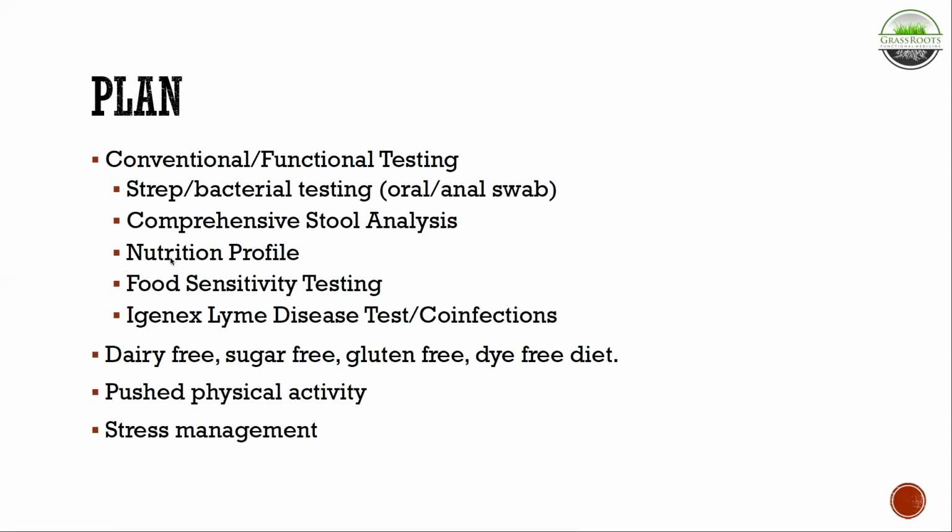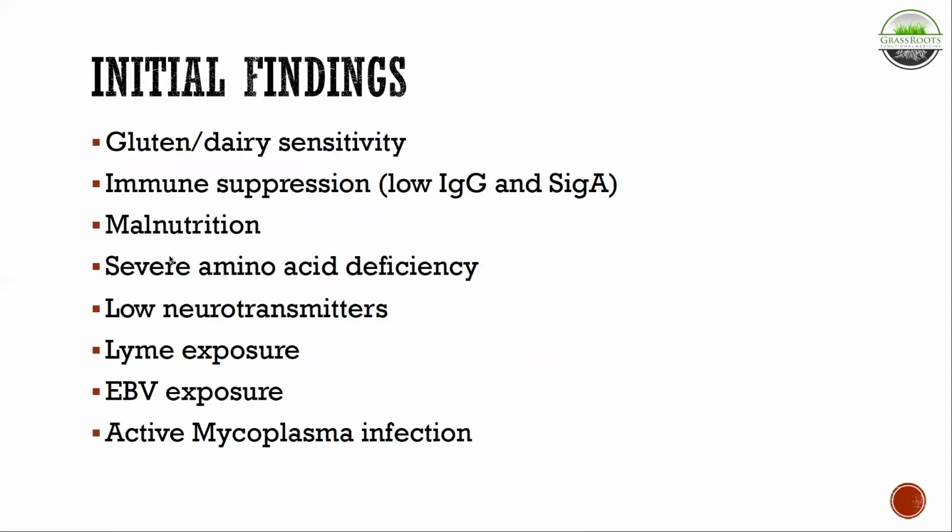So what do we find? On the initial testing, we found he actually was gluten and dairy intolerant or sensitive. He had an immune response to gluten and dairy. So we cut that out, but added in some of the other foods that we got rid of. And then we found that his immune system was suppressed. He had low immunoglobulin levels and low secretory IgA. Secretory IgA tells us a little bit about mucosal function in the gut.